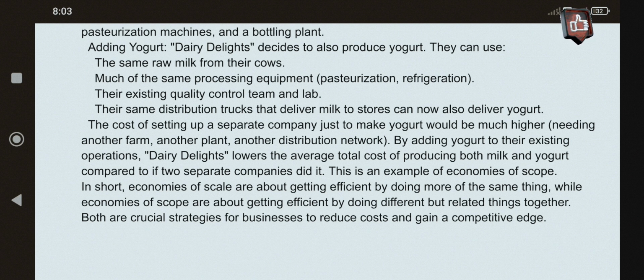In short, economies of scale are about getting efficient by doing more of the same thing, while economies of scope are about getting efficient by doing different but related things together. Both are crucial strategies for businesses to reduce costs.